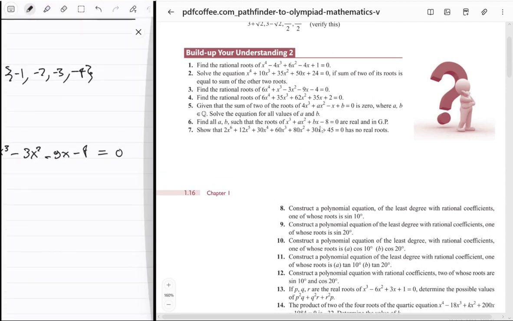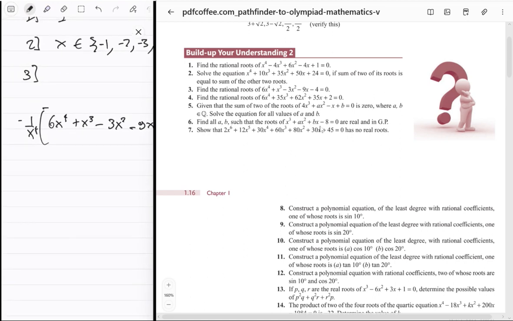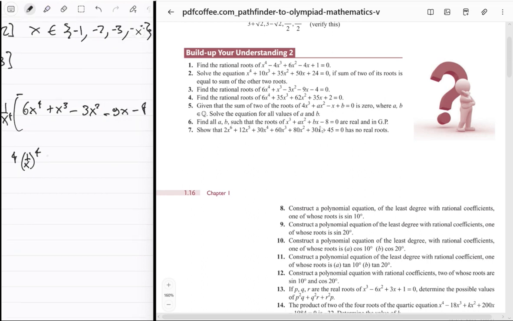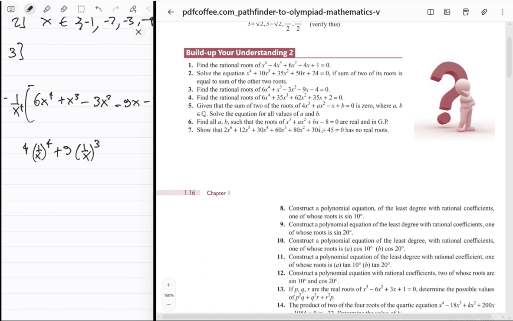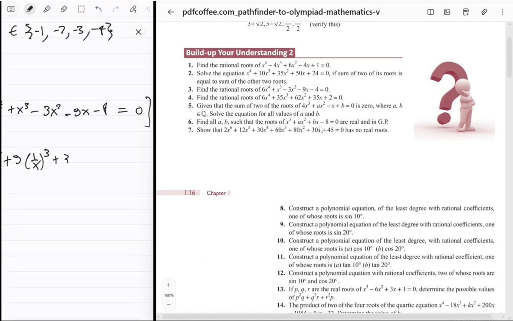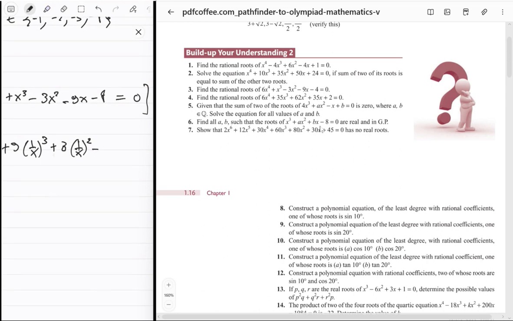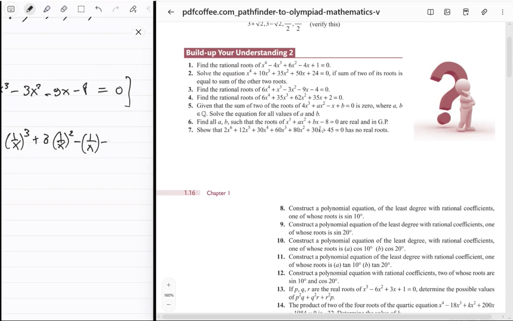So this whole equation, what that will do is give 4 times 1 upon x to the power of 4, then plus 9 times 1 upon x to the power of 3, cool, and then plus 3 times 1 upon x squared, then negative 1 upon x because that was negative, and then finally negative 6.